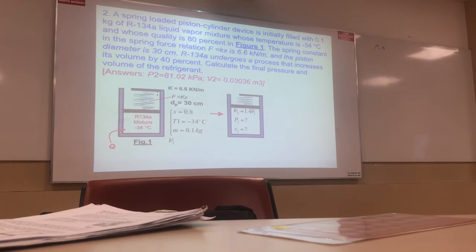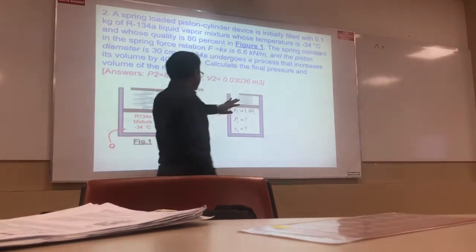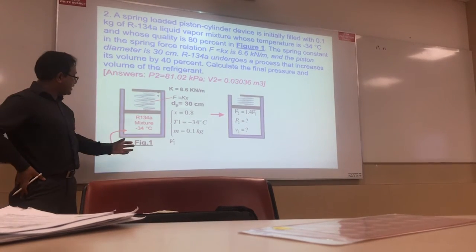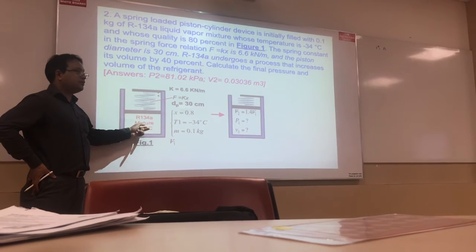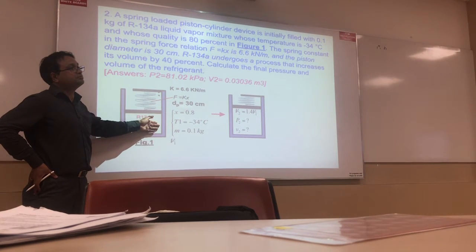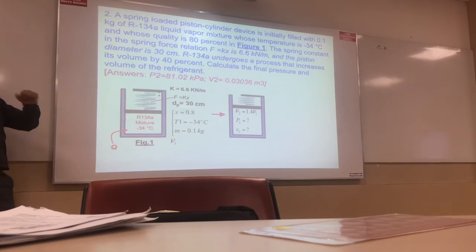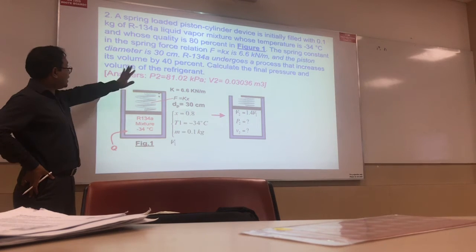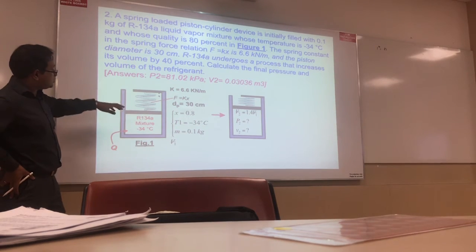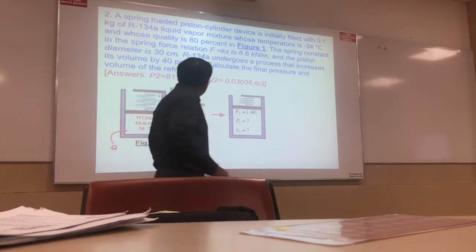This question tells me a spring-loaded piston cylinder device. This is a spring-loaded piston cylinder device. It is initially filled with 0.1 kilogram of R134a. It contains R134a liquid plus vapor. Temperature is given, right? So it's easy for me. I know its initial pressure. I know the temperature, minus 34, so the initial temperature I know. Right? Initial pressure I know with respect to minus 34. Done. Okay? And the quality is 80%? Oh, quality is given. So I can find its initial specific volume. Done.